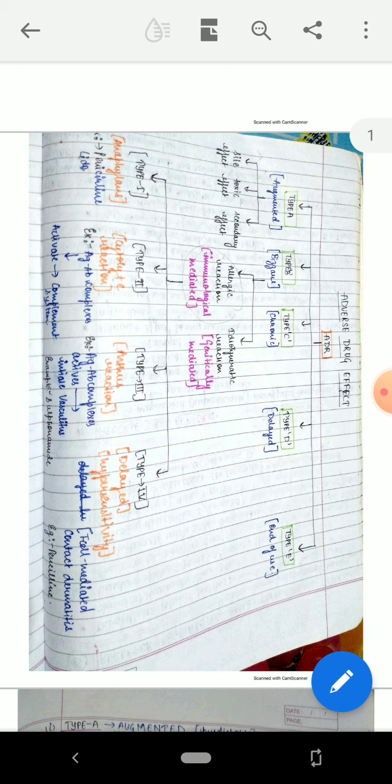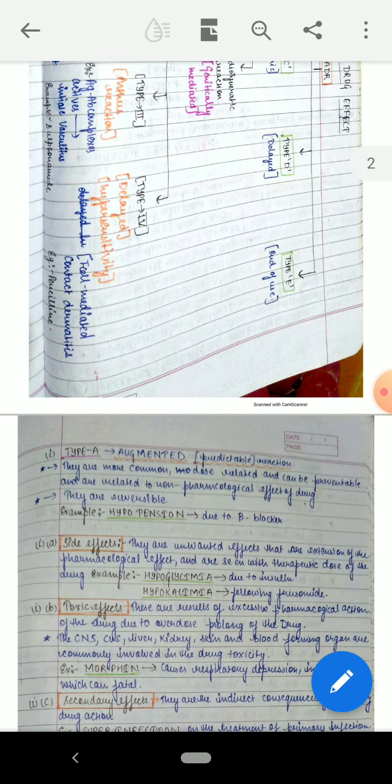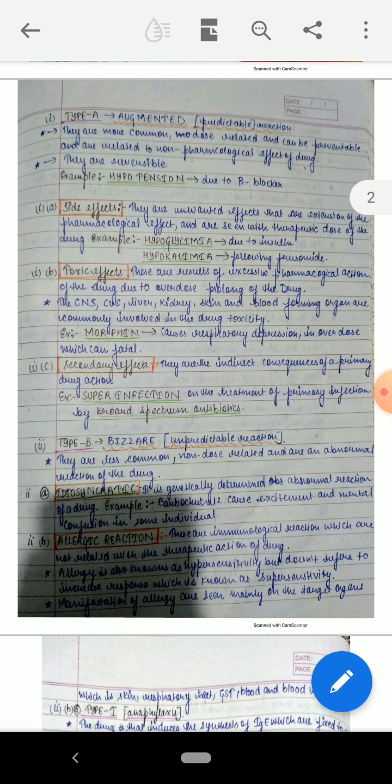Next is type D, that is delayed adverse reactions, which occur some time after taking a drug; the reaction will occur after some time. Type E is the end-of-use reaction, when we stop the medication and after some time it will show the reaction. Next, we will see the different types in detail.